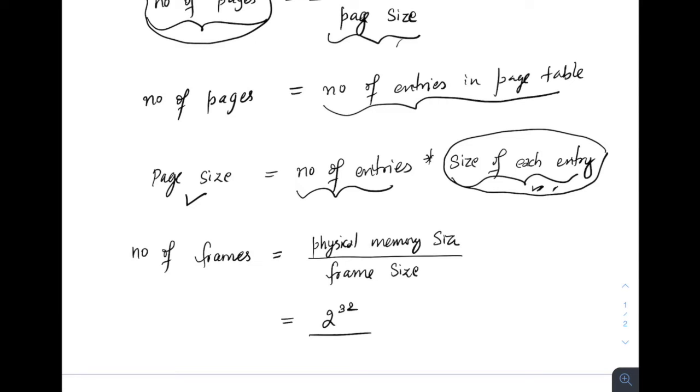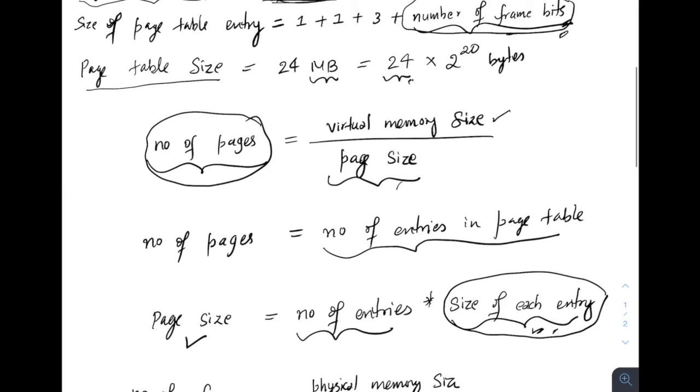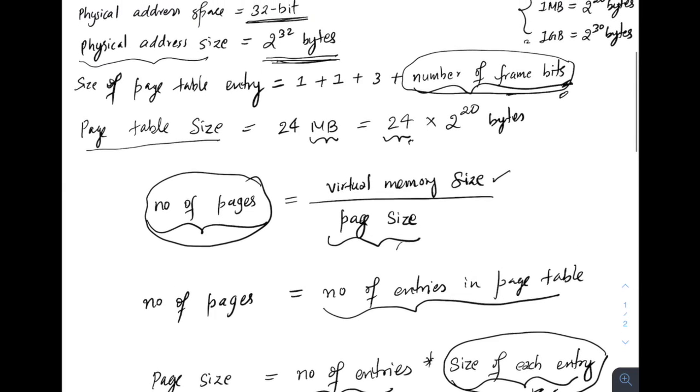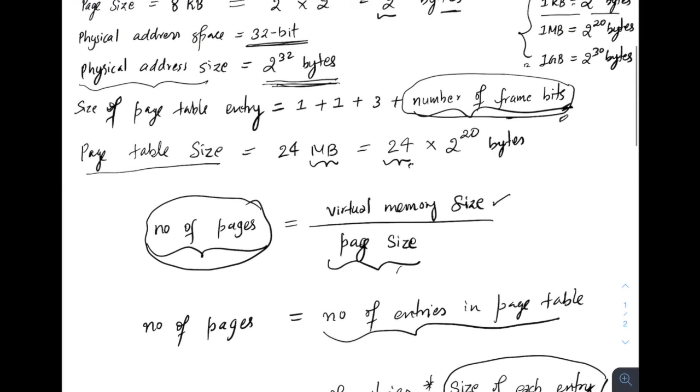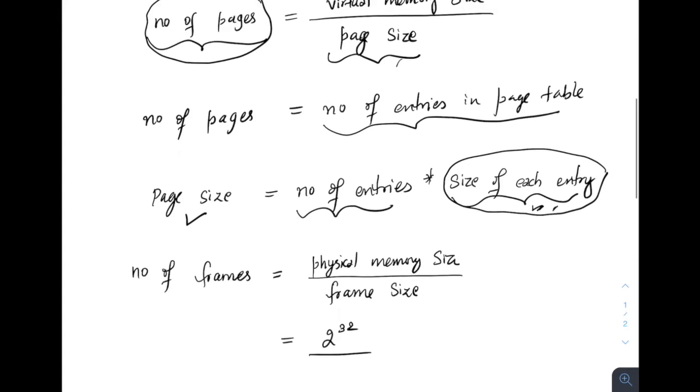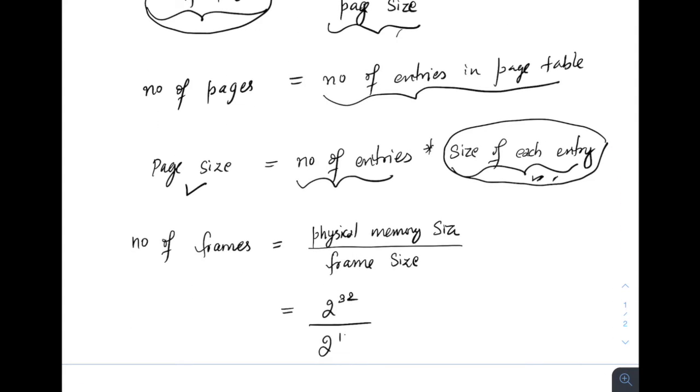What is the frame size? That is equal to page size. That is page size 8 KB, 2 power 13 bytes. So this gives us number of frames equal to 2 power 19. This is our number of frames.